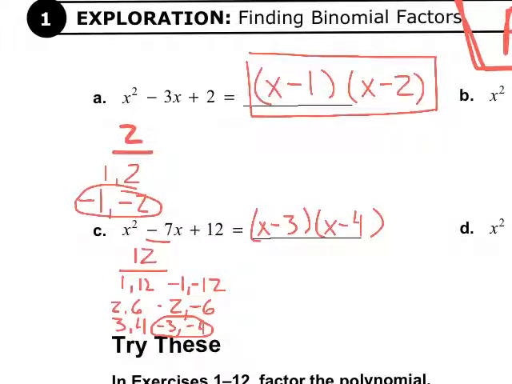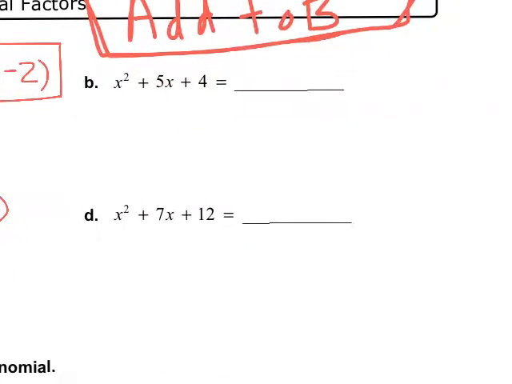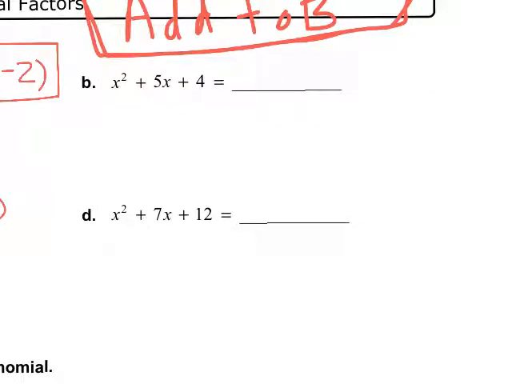Okay, let's pull over to b and d. Okay, so on part B, my C value is 4, right? So I want factors of 4. So for 4, I have 1 and 4, -1 and -4. And then I have 2 times 2, and -2 times -2. So remember, those are all the numbers that multiply to C. Now I need the pair that adds to B. So for B, my B value is +5, so +1 and +4 add to 5. So those are the ones that I want.